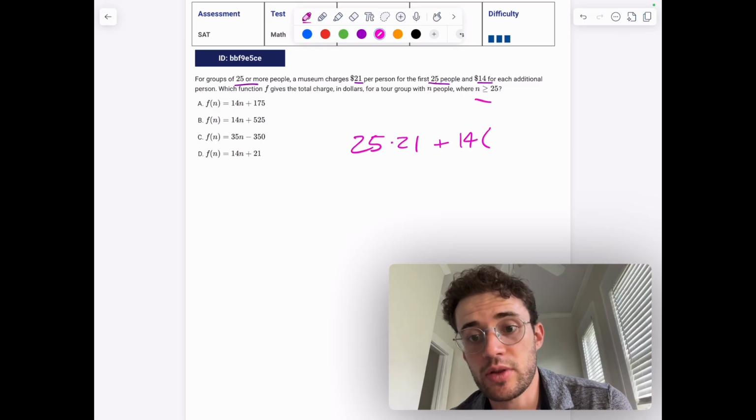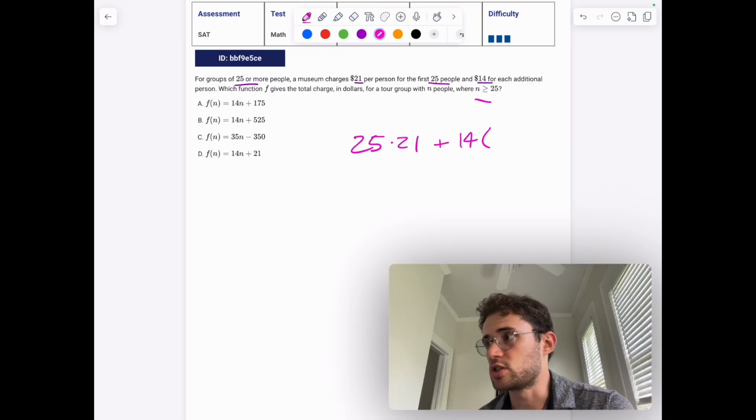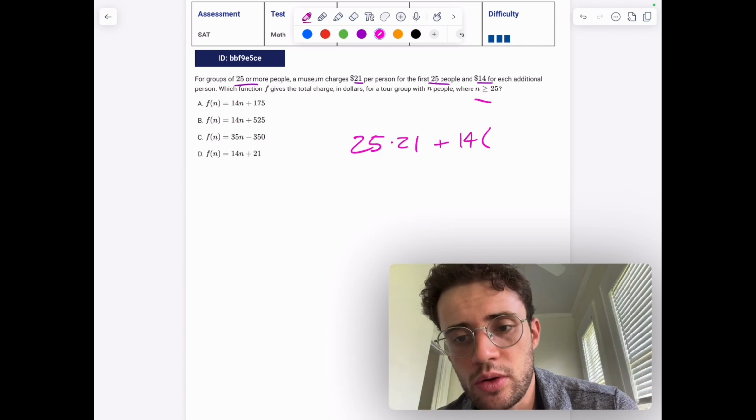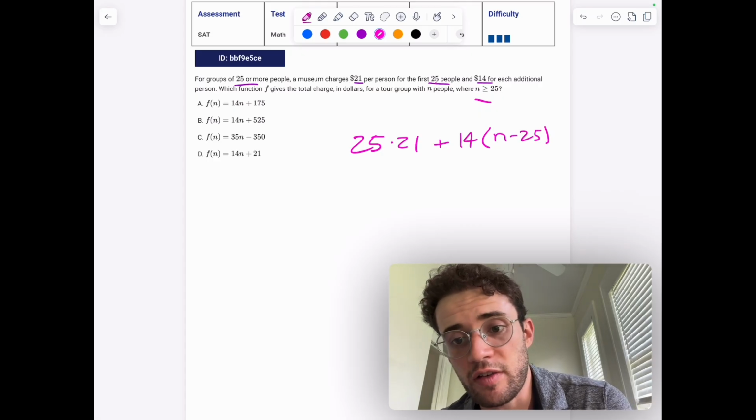So if it's 26 people, there's only one person paying 14. If it's 29 people, that's 4 more than 25, so it'd be 4 people paying 14. Ultimately, what we could do is take this number n, which we know is greater than or equal to 25, and subtract 25 from it. Right, because if you have exactly 25 people, then 0 people are paying 14, so 25 minus 25.